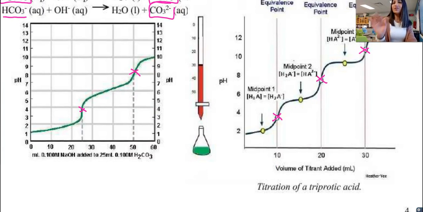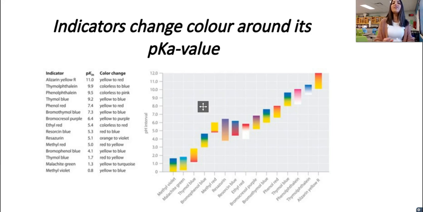The last thing that I want, just very briefly here, I want to talk to you about choosing indicators. There are so many different indicators. And you can see here that it'll give you the pKa value of, like, thymol blue at a 9.2 and what color it changes. Or for example, it'll say bromophenol blue is at a 4.1, yellow to blue. So there are a whole bunch of different indicators and where they change colors, okay?